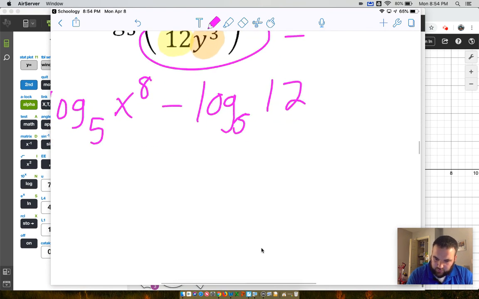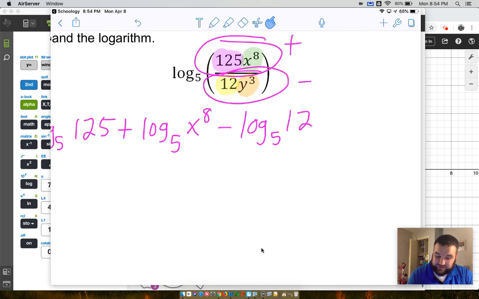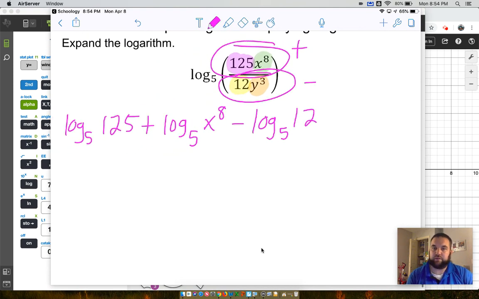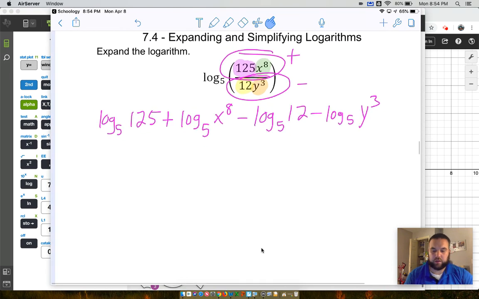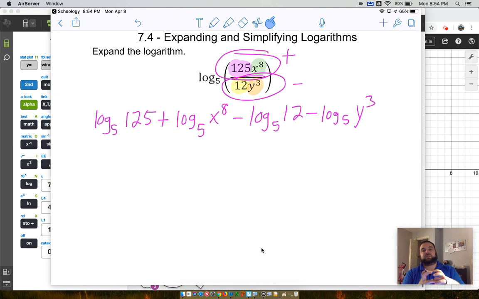That looks terrible. And minus as well. Anything in the denominator is going to have a subtraction because it's part of the denominator. It's being divided. So I'm going to write this as log base 5 of y to the 3rd power. Okay. This is the first level of expansion.